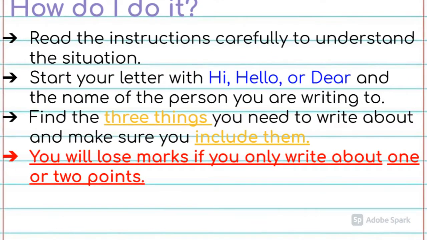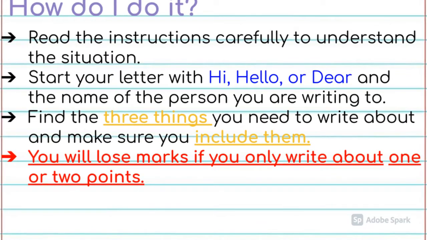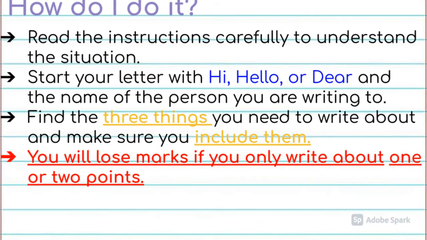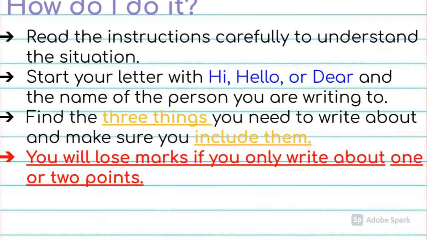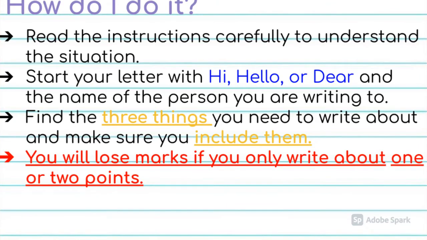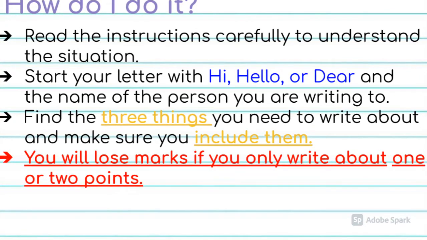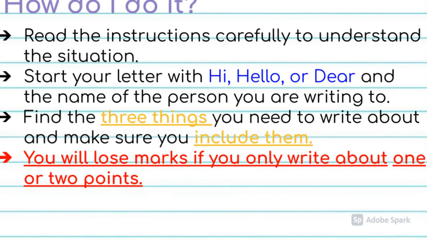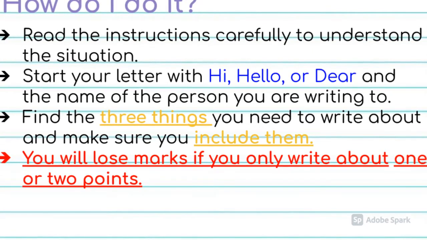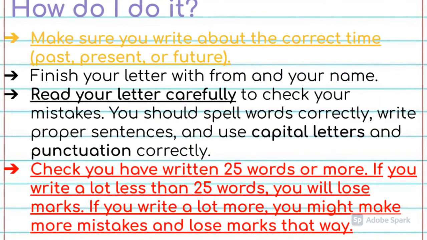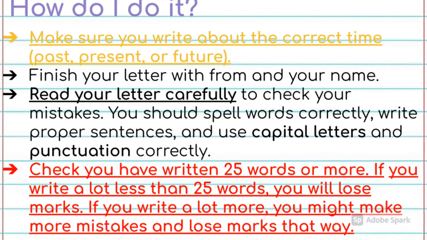As with all the parts of the Cambridge KET examination, you have to read the instructions carefully. Start your letter, postcard, or note with hi, hello, or dear, and the person that you are writing to. You have to find the 3 things you need to write about and make sure to include them. Attention, you will lose marks if you only write about 1 or 2 points. Make sure you write about the correct time, past, present, or future.